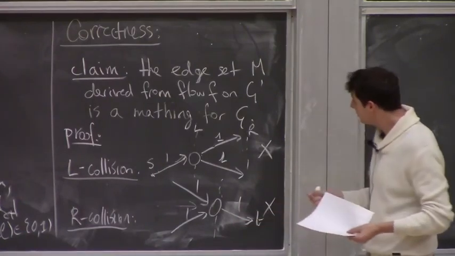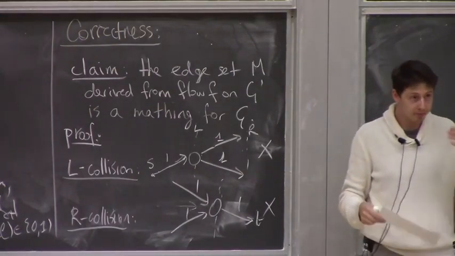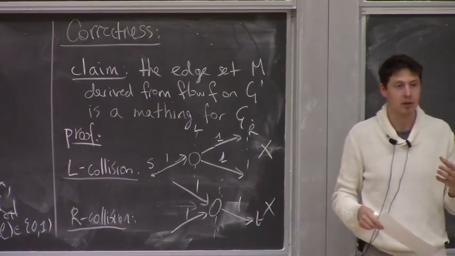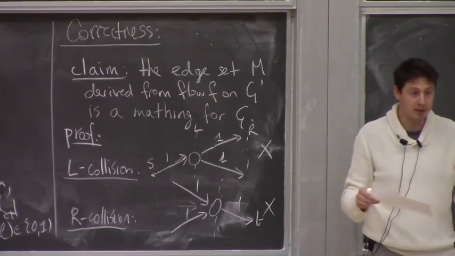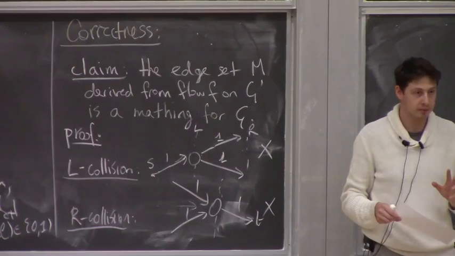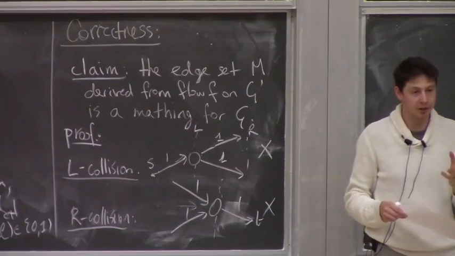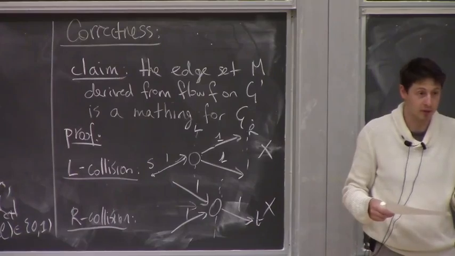This is basically saying that anytime I have an integral flow, whether it's maximal or not doesn't matter, at any time I have an integral flow on that network, I can extract from it a matching. Okay? And this is actually a bijection, right? Every time I have a matching, I can construct a flow for it.